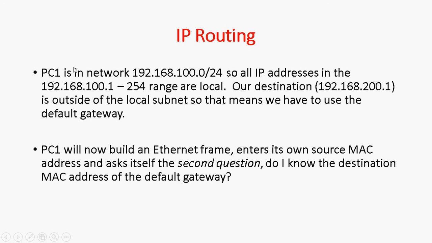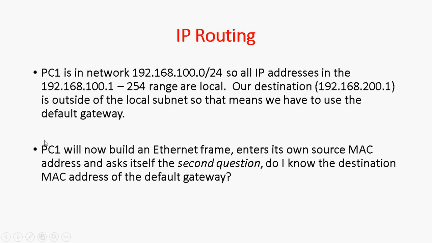So PC1 is in the network 192.168.100.0/24. All the IP addresses in the 192.168.100.1 to 254 range are local. Our destination, 192.168.200.1, is outside of the local subnet. So that means we have to use the default gateway.